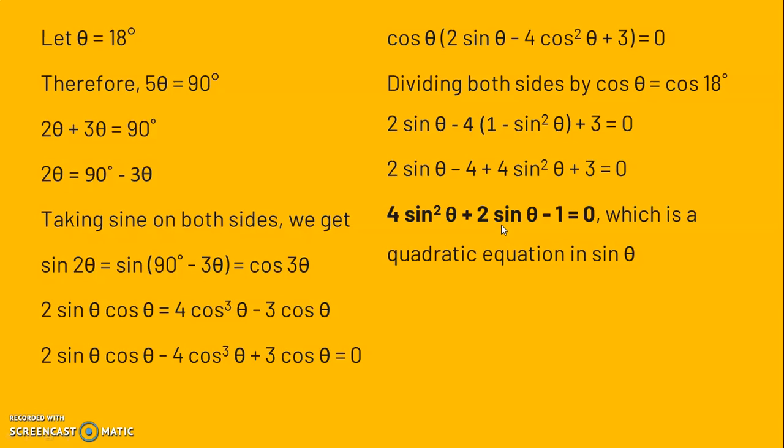So how to solve this quadratic equation? What is the formula for solving a quadratic equation? That is, sin theta is equal to minus b plus or minus square root of b square minus 4ac, divided by 2 times a. Here your a is 4, your b is 2 and your c is minus 1. So let's solve this equation. That is, sin theta is minus b, that is minus 2, plus or minus square root of b square minus 4ac, that is 2 square minus 4 into a, which is 4, into c, which is minus 1, divided by 2 times a, which is 2 times 4.